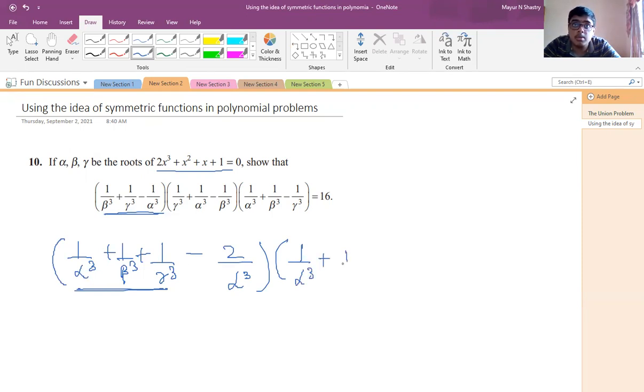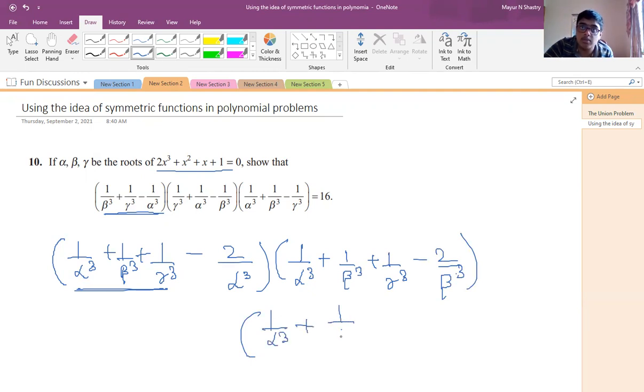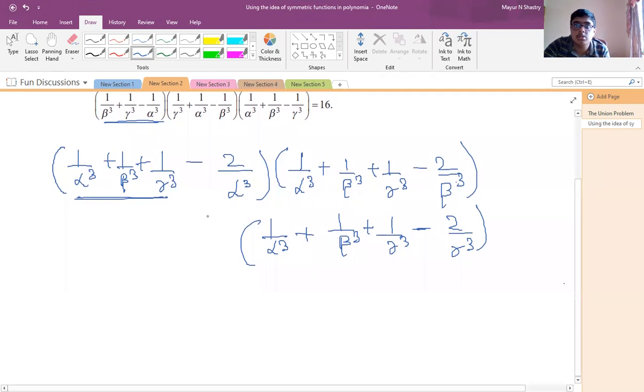We're going to do 1 by alpha cube plus 1 by beta cube plus 1 by gamma cube minus 2 by beta cube. Then again, similarly, 1 by alpha cube plus 1 by beta cube plus 1 by gamma cube, that minus 2 by gamma cube. So this is what we need to calculate. And we're going to assume that this is some quantity, let us say k. This is k, this is k, and this is k, and we want to find k, right?